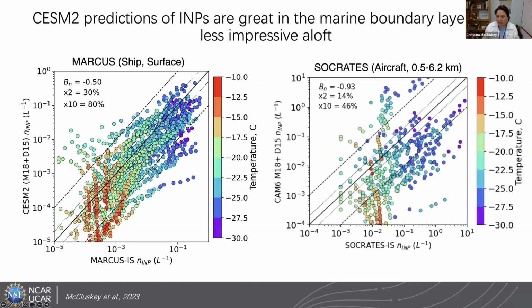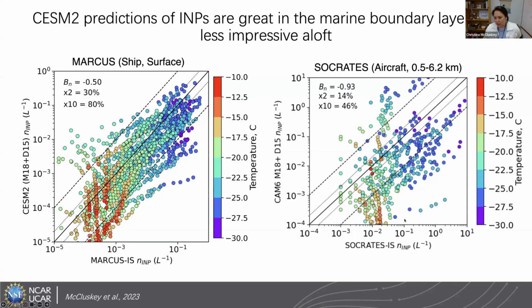When we go to our aircraft observations, we see a lot more variability. And what's shown here now is aircraft observations collected from 0.5 to 6.2 kilometers. So this is a whole bunch of observations collected over different parts of the atmosphere. And what we see is a whole lot more variability.